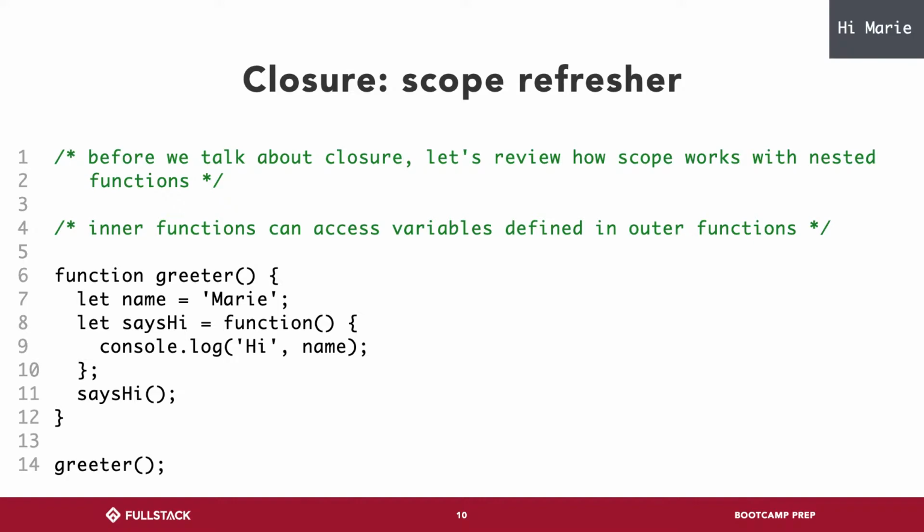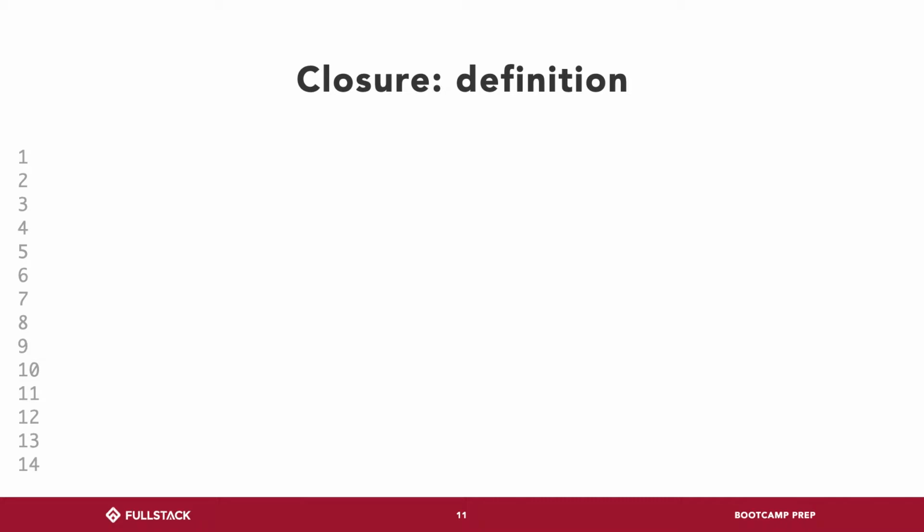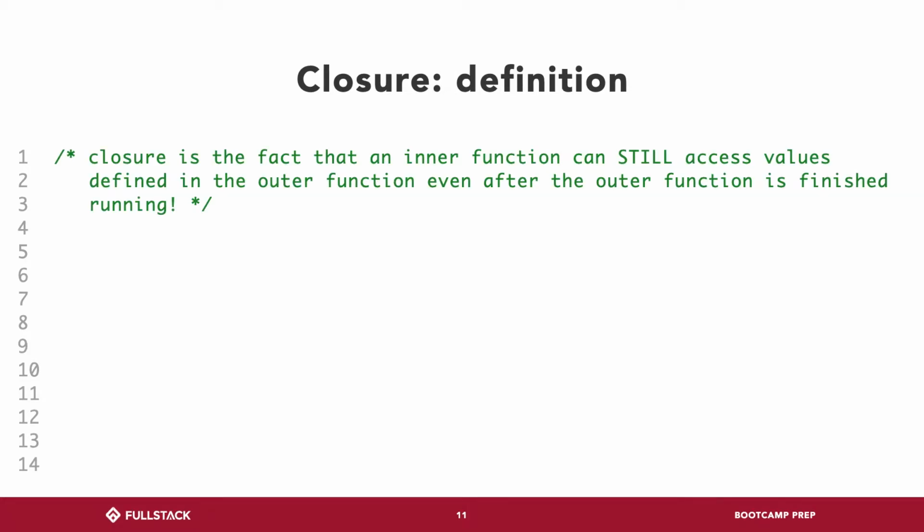So when you call greeter, all of that runs. So then when you call sayHi, name is Mary, right? This makes sense, right? Cool. However, closure is the fact that an inner function can still access that variable, Mary, after the outer function has finished running, okay? That is what closure is.